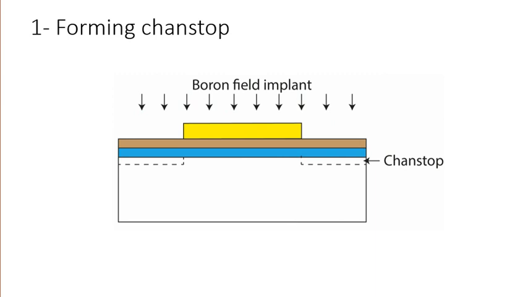Next step is making channel stop. If you don't know what is the channel stop, a channel stop is a layer of high concentration P-type semiconductor that prevents surface from inversion and eliminates conducting paths among neighboring layers. To form the channel stop, boron ions will be implanted. Because of segregation effect, most of implanted ions are pushed underneath the oxide layer.